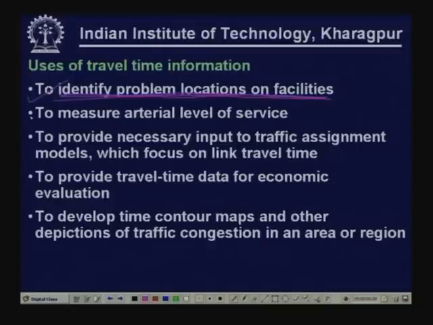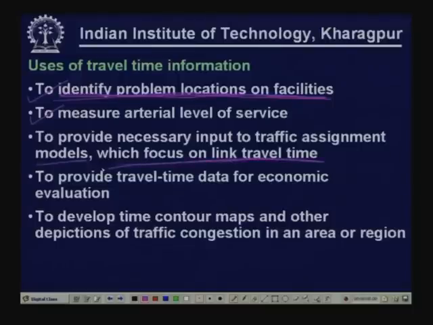To measure arterial level of service, we measure the average travel time over the segment. So, the average speed that is happening, that is the operating speed. Accordingly, we use that information to see what is the present operating level of service. Then, to provide inputs to traffic assignment models which focus on link travel time.